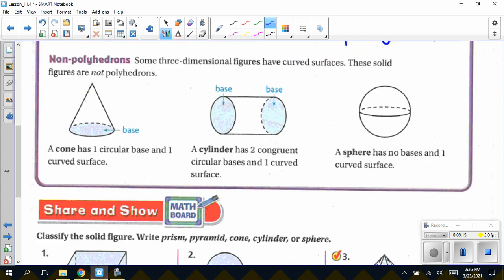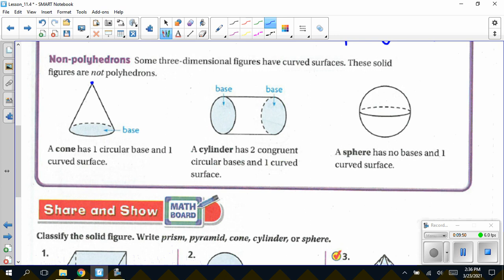Next, I have 3 non-polyhedrons. Some 3-dimensional figures have curved surfaces. If it has a curved surface, it is not a polyhedron. Remember, a polyhedron has all polygons for every single face, whether it's the base or the lateral faces. My first non-polyhedron is a cone. It has 1 circular base and then 1 curved surface. You do see that that curved surface meets up at a vertex. However, it's still not a polyhedron.